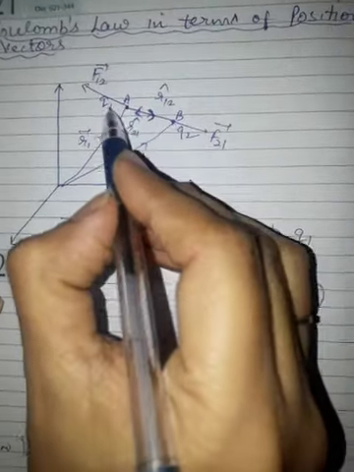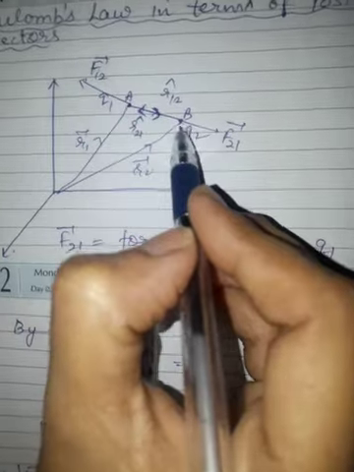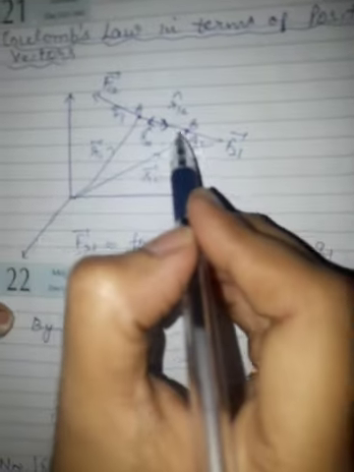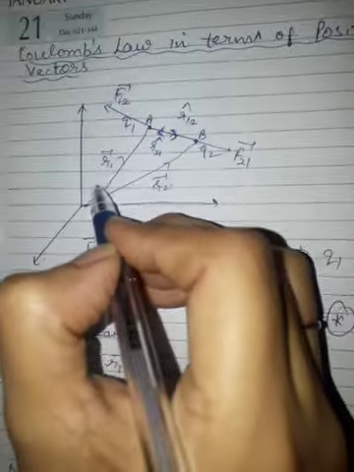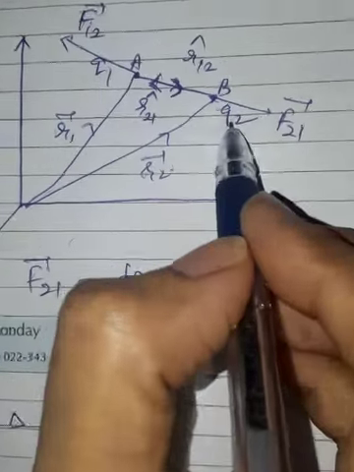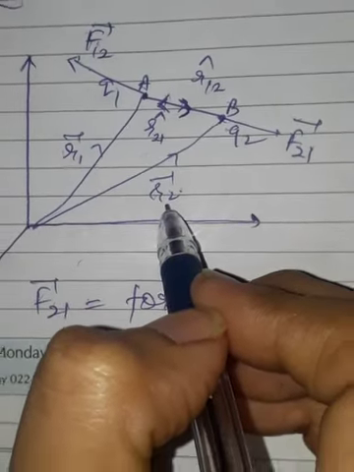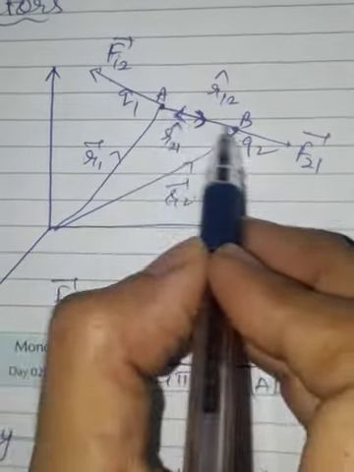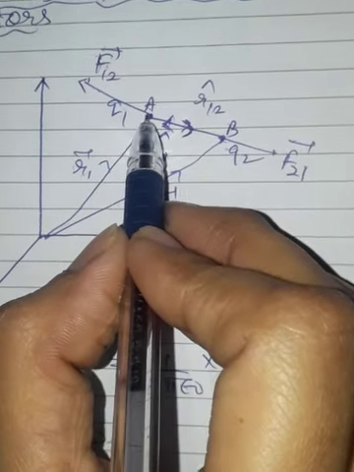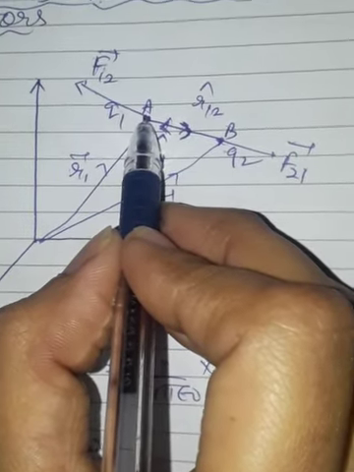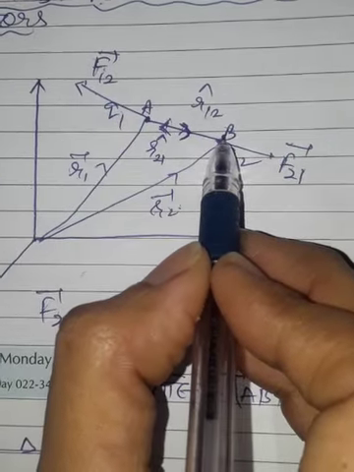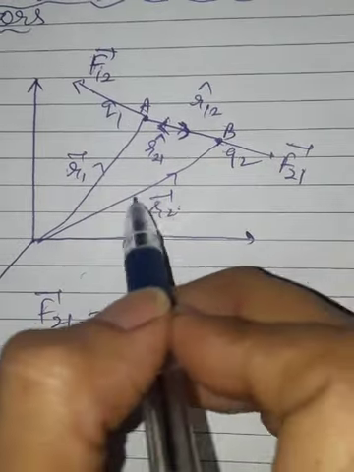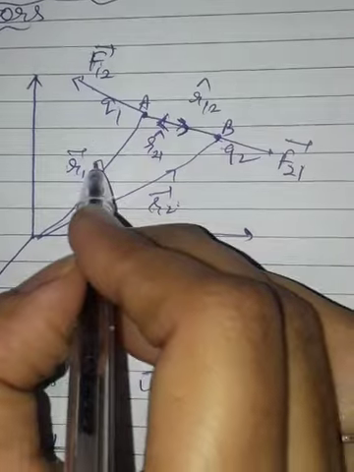Now, suppose Q1 and Q2 are the two charges. Q1 has the position vector R1 vector and Q2 has the position vector R2 vector. Now mark them as the two points A and B. Q1 is lying at point A and Q2 is lying at point B, having the position vectors R1 and R2 vector respectively.